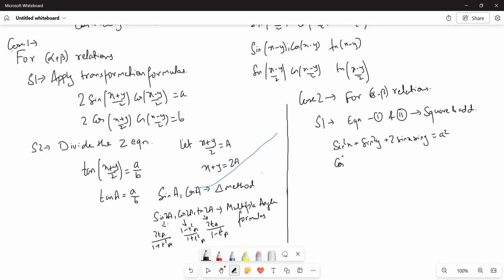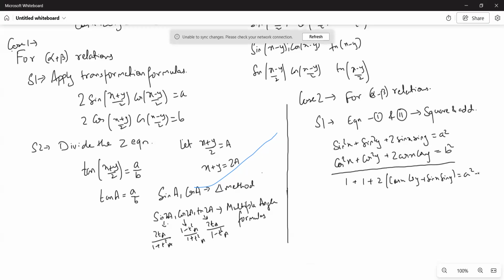The second equation would be cos square x plus cos square y plus 2 cos x cos y is equal to b square. And then we add them up. So sine square x plus cos square x is 1. Sine square y plus cos square y is 1. And we get plus twice of cos x cos y plus sin x sin y is equal to a square plus b square.